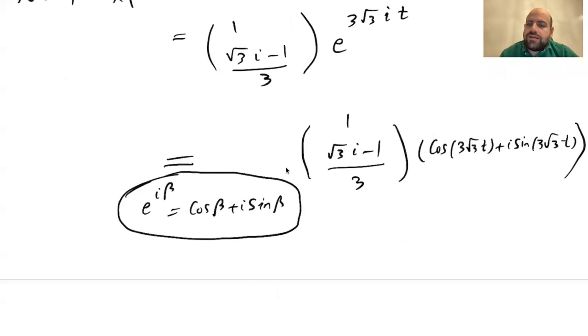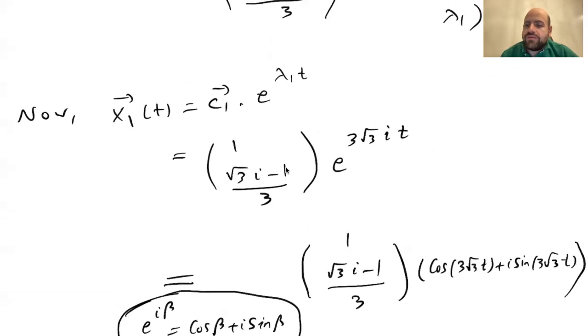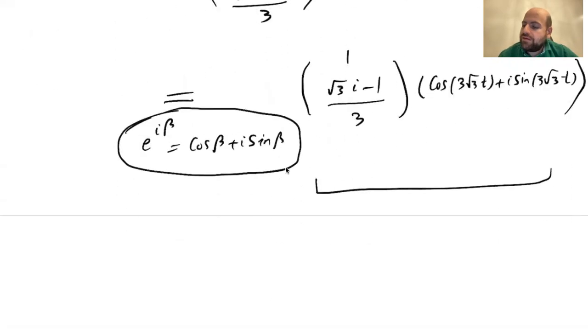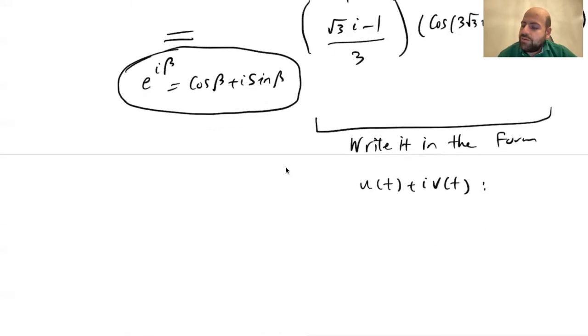Now we need to write this in the form of u of t. This is my first solution, x1 of t. If I write it in the form u of t plus i v of t, then I can find the general solution. So let's see how we can do that.